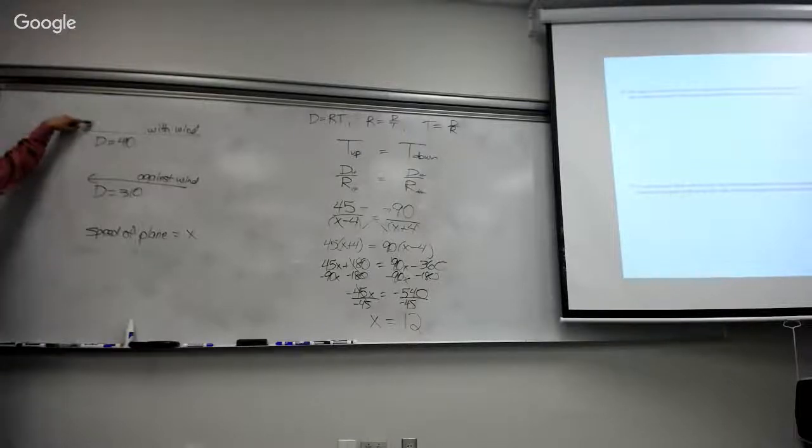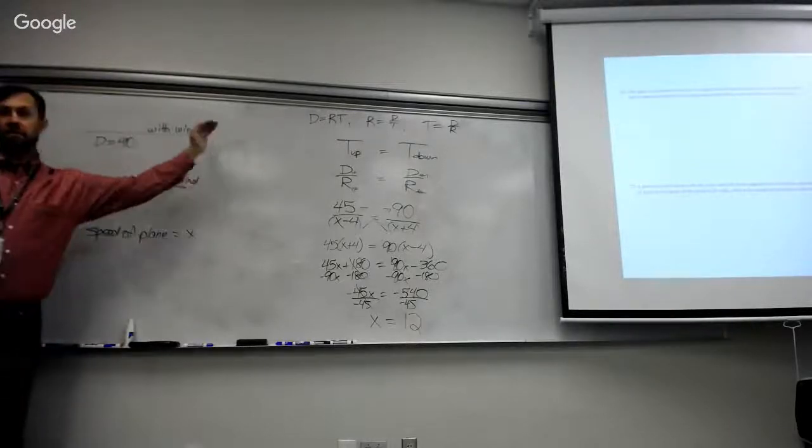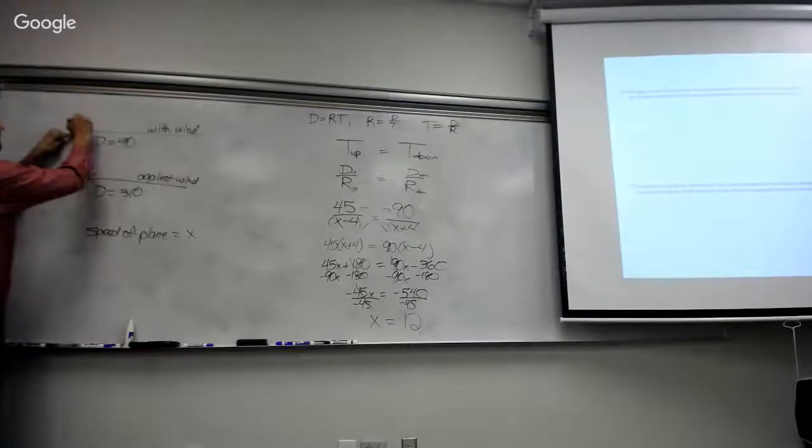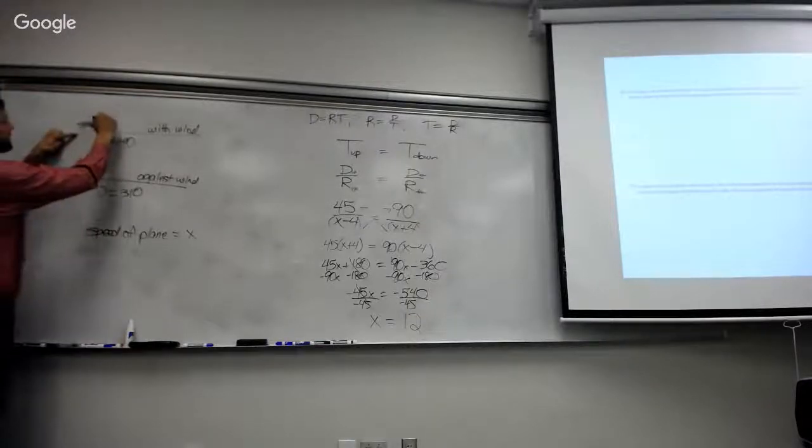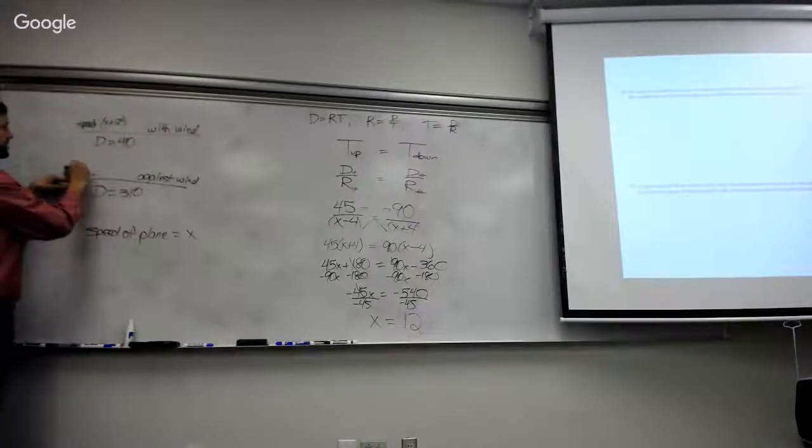So what's the speed of the plane with the wind? Yeah, x plus 25. And the speed of the plane against the wind? X minus 25.